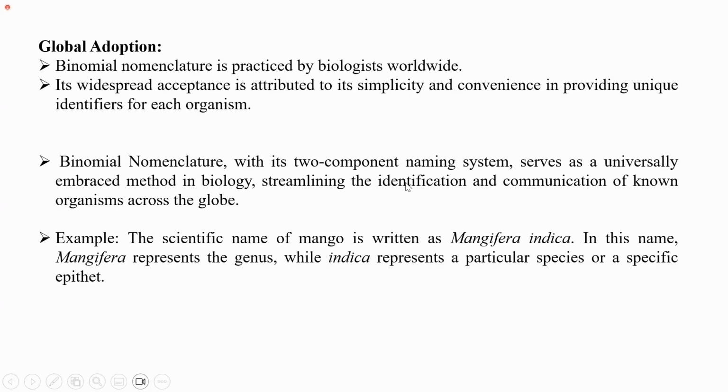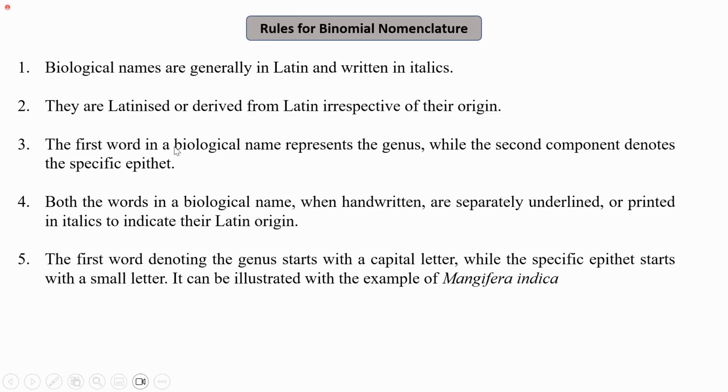As I forgot to mention the Mangifera indica written here to be in italics, we need to mention the binomial nomenclatures in the italics, right? So they are Latinized or derived from Latin, irrespective of their origin, to avoid any sort of confusion. The first word in a biological name, as I mentioned, represents the genus, while the second component denotes the specific epithet. We will learn all about these terms like genus, taxonomy in the next lecture. But for now, the first word in the biological name represents the genus.